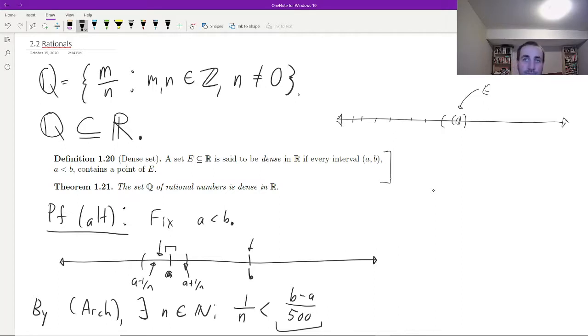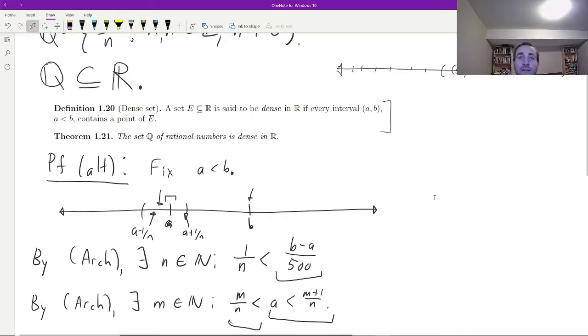Okay. And the main theorem that we have relating to this notion is that the set Q of rational numbers is dense in R. So how do we prove that? Well, we're going to be using the Archimedean property. So we have to be a little bit careful about the order here. If we want to prove that the set Q of rational numbers is dense in R, what we need to show is that for every interval AB, we can find a point of Q that's sitting inside the interval AB.